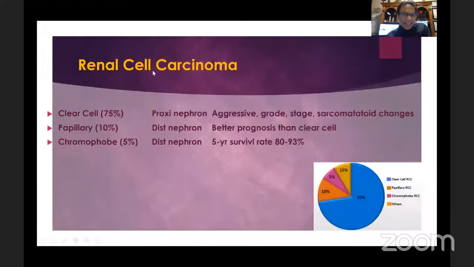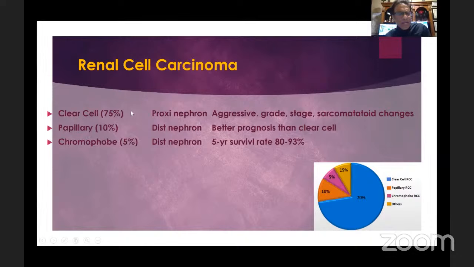The RCC subtypes are clear cell, which is by far the most common, papillary, and chromophobe. It's important to differentiate between these three, as clear cell carcinoma tends to be very aggressive depending on its grade and stage and sarcomatoid changes. One needs to be very aggressive in treating these tumors with nephrectomy, whereas papillary and chromophobe tend to be relatively slow growing, especially chromophobe. It has a 5-year survival of 80 to 93%.